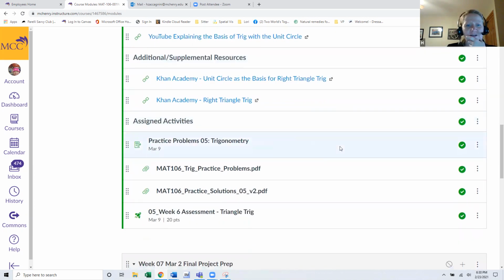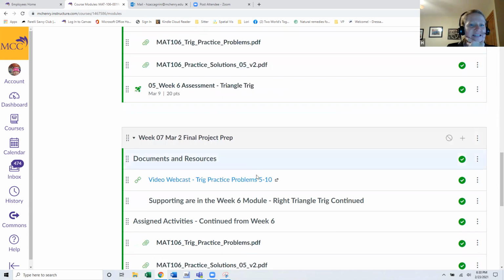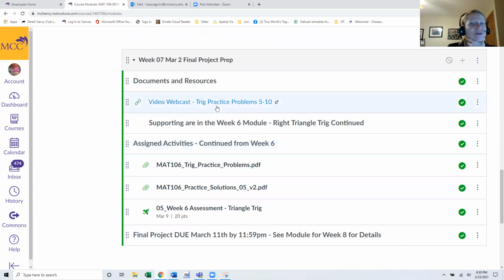Okay. So if we look into next week, you see it really is just repeating what we've already done. So this is not a different assessment. This is exactly the same assessment. So just keep working on it. Here's the trig practice problems. If you haven't watched that, do that. And here's the practice problems and solutions, and that's the assessment. So that's all the same thing. Those aren't two separate assessments. If you have completed the week 4 assessment, you only have one more assessment to do.